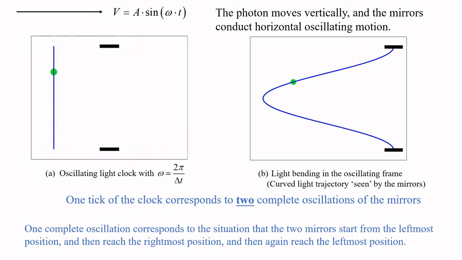This slide shows one tick of a clock corresponds to two complete oscillations of the mirrors. One complete oscillation corresponds to the situation that the two mirrors start from the leftmost position, then reach the rightmost position, and then again reach the leftmost position. Video B here shows the curved light trajectory seen by the mirrors. This means the light bending in the oscillating frame.